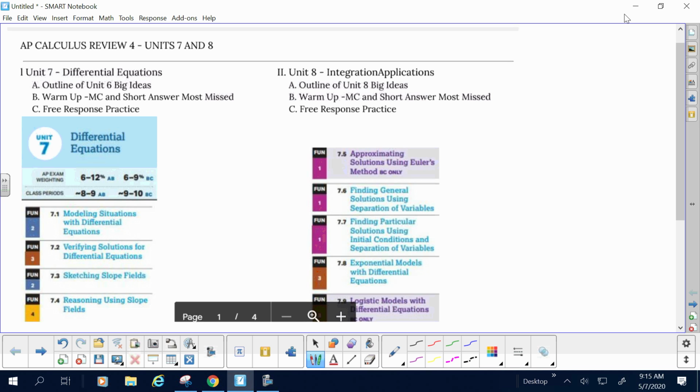All right. So Unit 7 is differential equations. It's a big part of calculus. It's the idea of focusing on the rate of change of a mathematical relationship rather than just the amount of the function itself. And from the rate of change, we can make lots of inferences about the function itself. So let's start there. First of all, you should be able to model situations with differential equations.